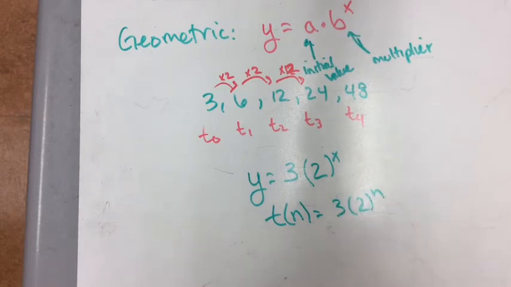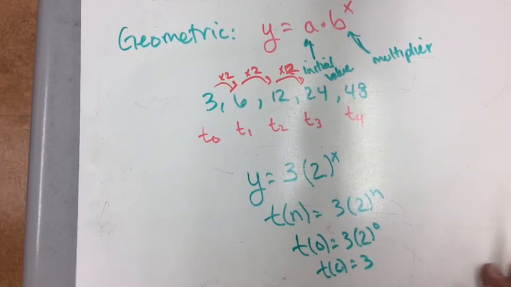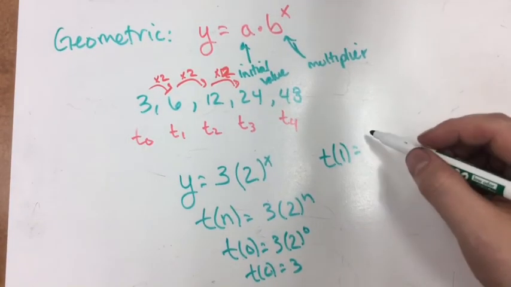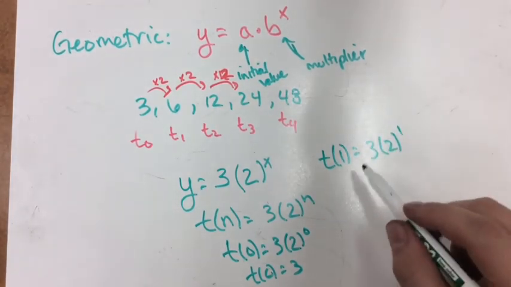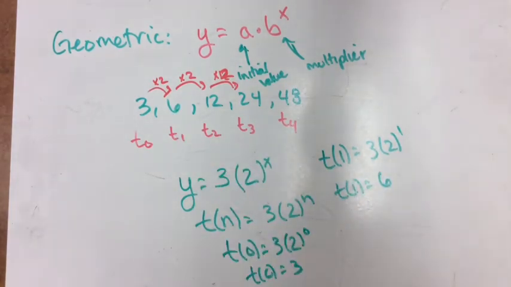Let's go ahead and check. So t of 0 equals 3 times 2 to the 0th. Anything raised to the 0th power is just equal to 1, so t of 0 equals 3. Okay, well that checked out. Let's check t of 1. T of 1 equals 3 times 2 to the 1, which is just 3 times 2, so t of 1 equals 6, where our first term was 6 in the sequence. So everything's looking good as far as the equation.